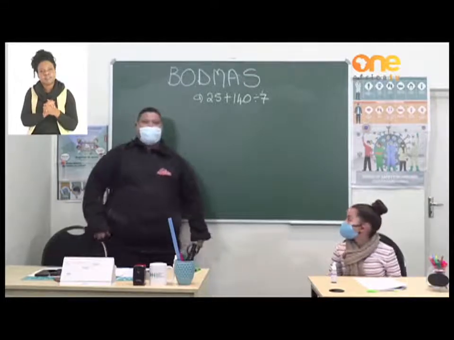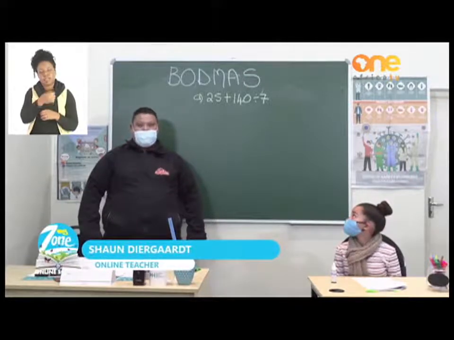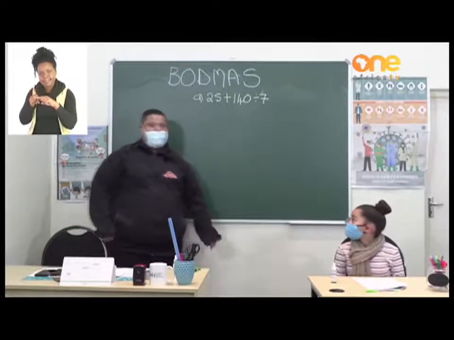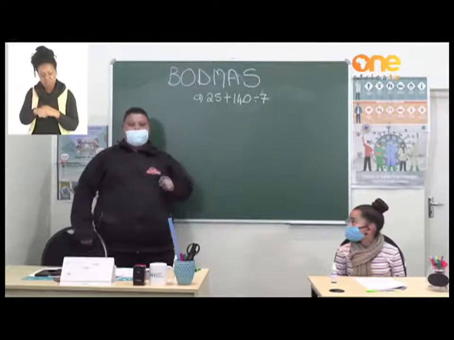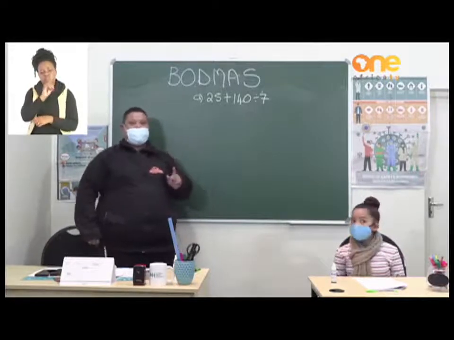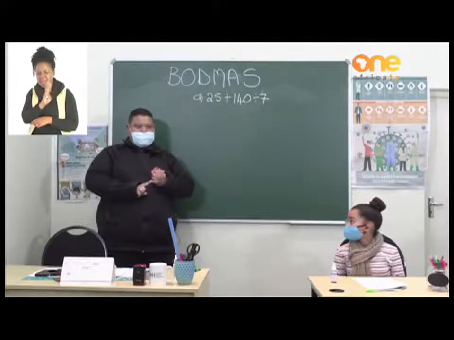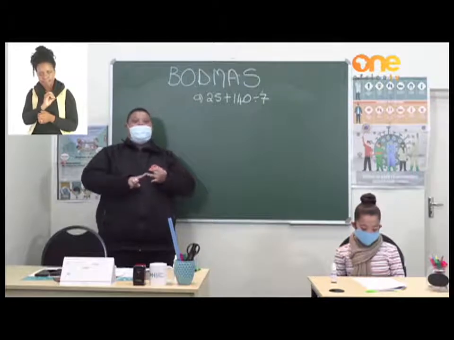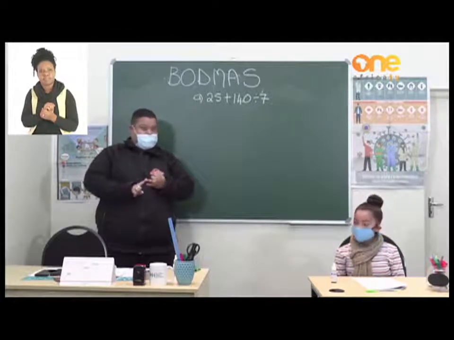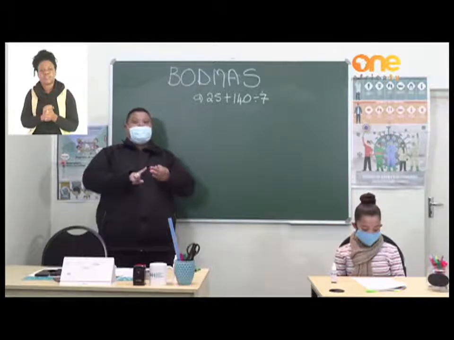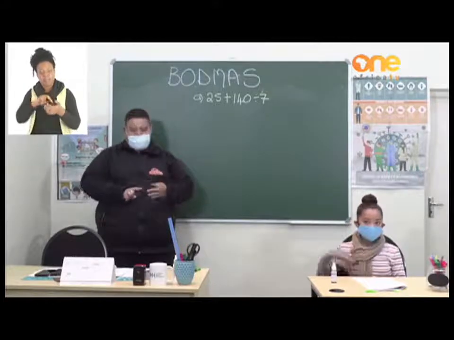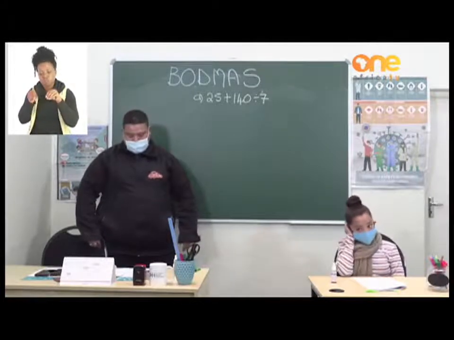Okay. On the chalkboard we will see, it says 25 plus 140 divided by 7. Now we need to apply BODMAS. So we first check, do we have any brackets? If there were brackets, we would have done that part first. Do we see the word "of" somewhere? No. Do we have a division sum? Yes. So that part of the sum we will do first.